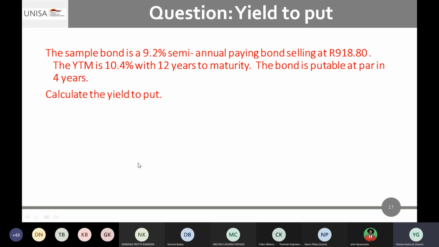Remember, par will be 1,000 rand. Okay, so 9.2% is the coupon rate and it's paid semi-annually. So we say 9.2% times the par value, which is 1,000 rand, and it's semi-annual, so we divide by 2. So our period is 4 years.